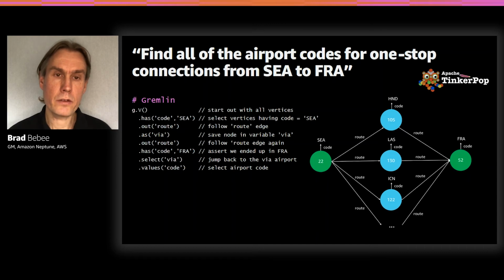Now that we've got this set of Tokyo, Las Vegas, and Seoul, we want to go out one hop and find which ones of these have a route to Frankfurt. And so again, we do an out route from that intermediate set to Frankfurt, and we do that with the same mechanism. So we do the has code FRA to be able to do that. Now that we've found these paths, starting from Seattle to Frankfurt, we want to go back and select only the ones that we labeled in the previous step with this via tag. So we do that, and then we return the code, and the last is the values of code. And so that's how we'd answer this question in TinkerPop and Gremlin.